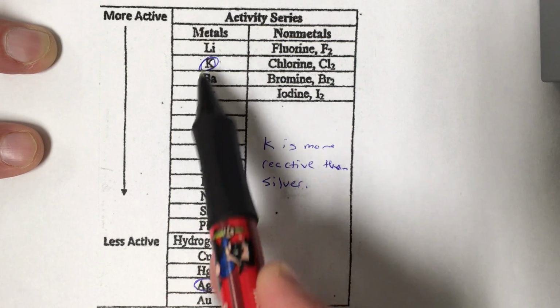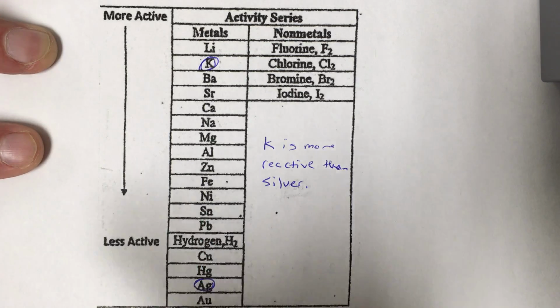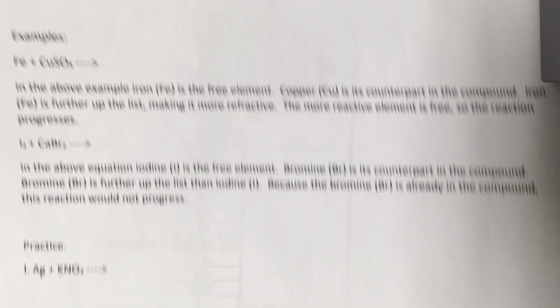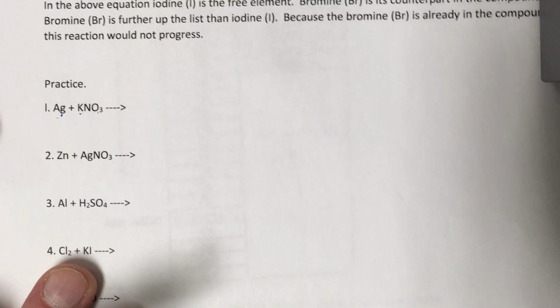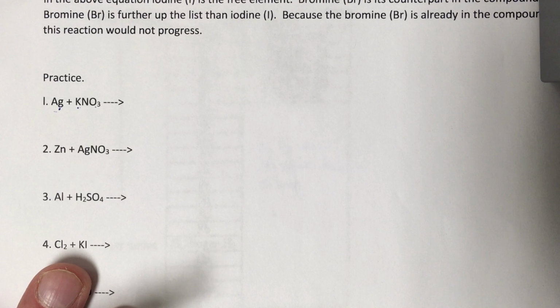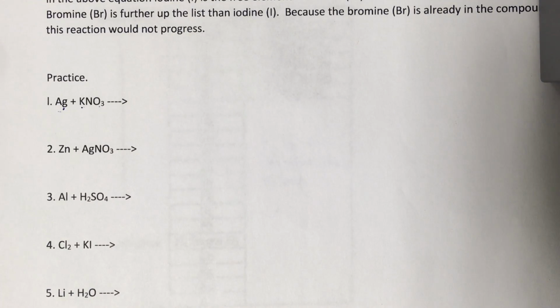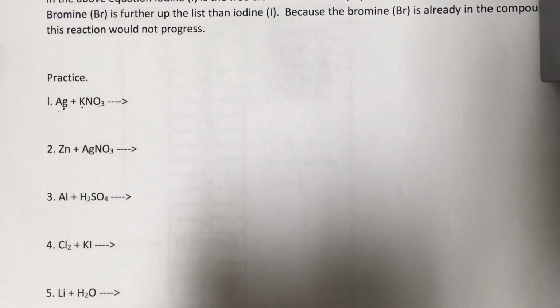So this is what the series tells us. Potassium's higher up the list, that makes it more reactive. Silver's way down the list, that makes it less reactive. Now what we have to know is that the more reactive one wants to be in the compound. So if the more reactive one is on its own, the reaction will happen. It'll swap places with the less reactive one and you'll get a new element or compound.